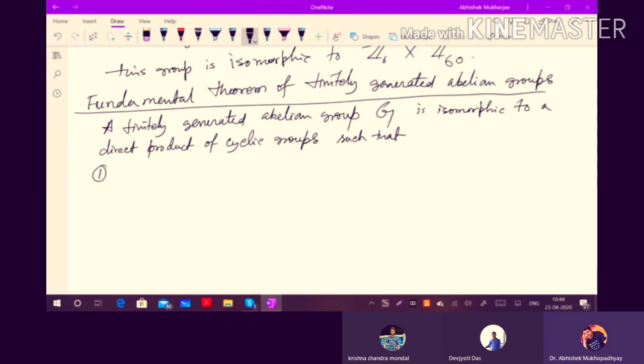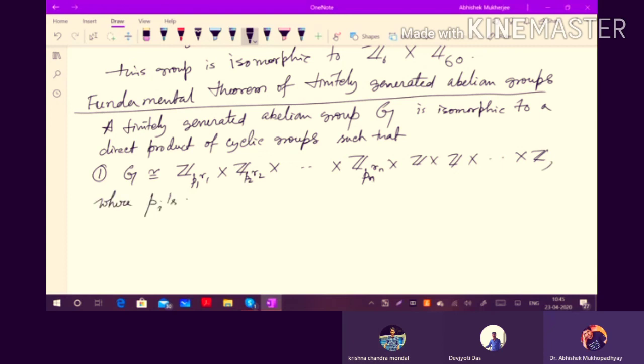number one representation is G is isomorphic to Z_{p1^r1} cross Z_{p2^r2} cross ... cross Z_{pn^rn} cross Z cross Z cross Z, where the pi's are primes, although they are not necessarily distinct.